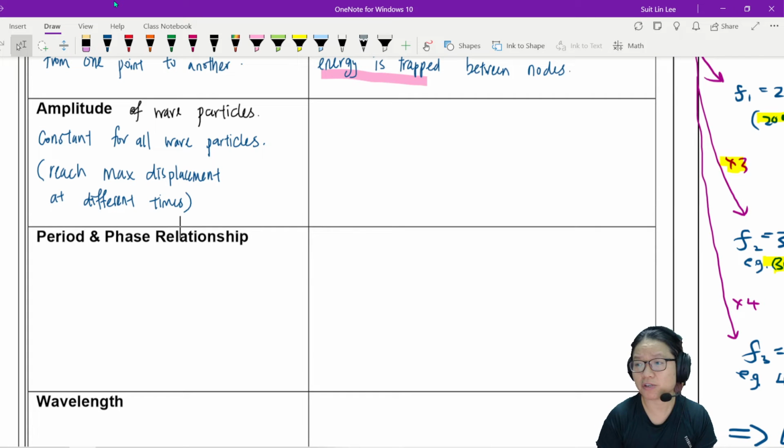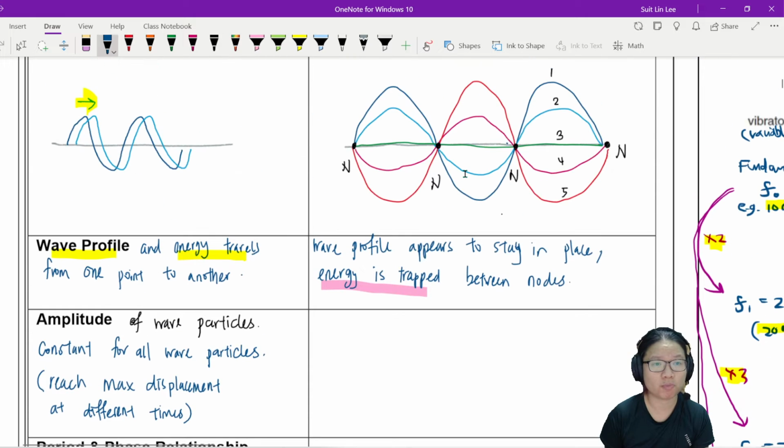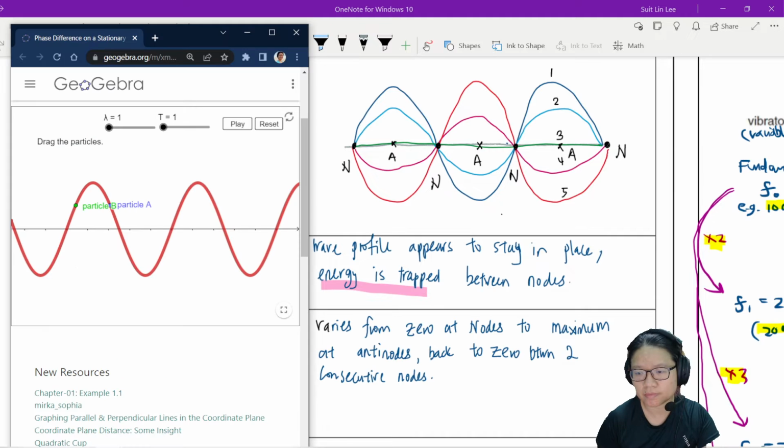But for a standing wave or stationary wave, the amplitude will change from node to this point here, which is an antinode. Antinode right in the middle, this is the antinode. So it varies from 0 at the node to maximum at the antinode. So the sentence that we're going to use to describe it is, if I look at the displacement of the particle, it will be 0 here to maximum. Look at the green particle I'm dragging to minimum.